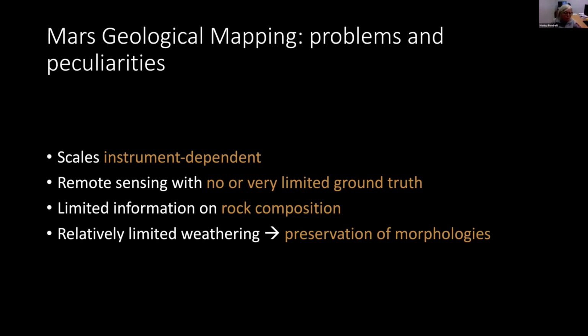Plus, on the planets, we have remote sensing with no or very limited ground truth. We have very few rovers on the ground on Mars, and we have limited information on rock composition. I just told you that we have some mineralogical hints, so we know something about mineralogy, but we don't know the actual rocks that correspond to the units we are looking at. On the other hand, we have relatively limited weathering, which implies a very good preservation of morphology.